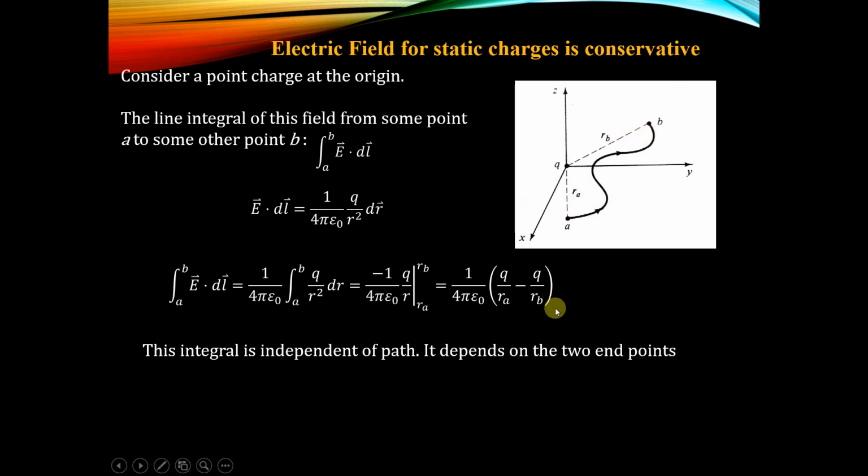So what if RA and RB were equal? If RA and RB were equal, we will get closed integral E dot dl as equal to 0. For the closed integral, if RA and RB are equal, this entire thing simplifies to 0. So the integral now becomes 0. This actually proves that the electric field is conservative if we consider static charges.